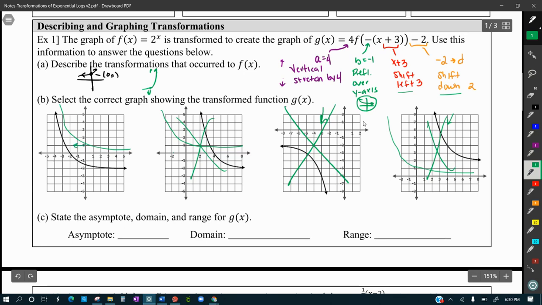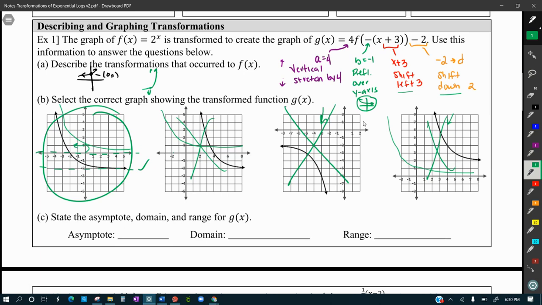And here's where the parent function should be, give or take. This moved to the left, and it moved down 2. If you look at the asymptotes, here's the old asymptote, and here's the new one. And that works out just fine. So this first graph is the correct graph of the transformation.